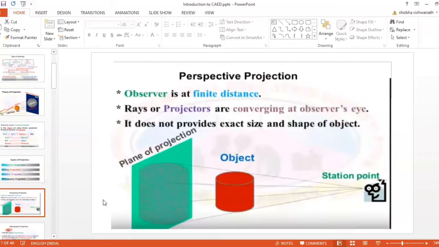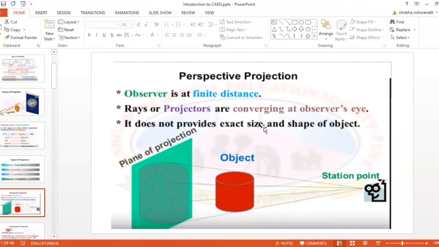First is the perspective projection. That is, the observer will be at infinite distance. That is what will be the observer station point. You're going to observe the object, and you're going to project it onto the plane of projection. Here the rays or projectors are converging at the observer's side.